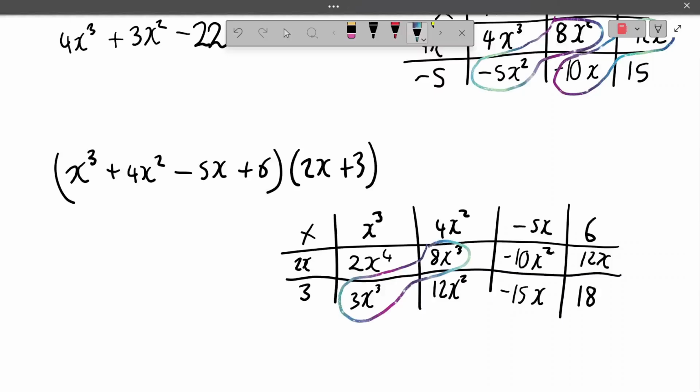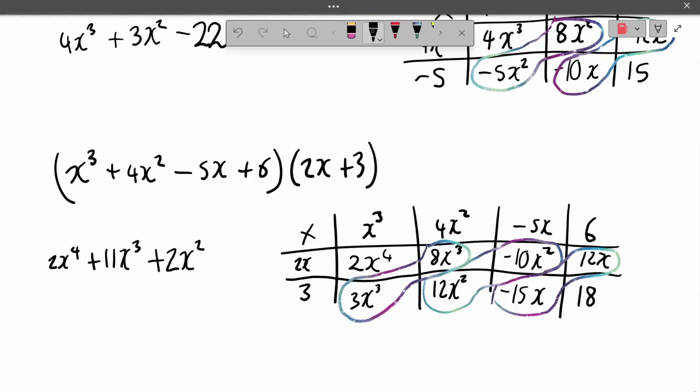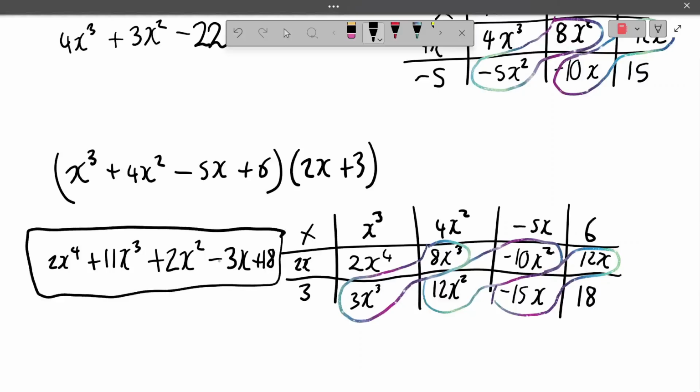We then have our nice little loops of pairs of the same power of x, so in terms of x squared, x cubed, and so on. They line up, so you can add them up. So we get 2x to the power of 4, 8x cubed plus 3x cubed is 11x cubed. Then you have 12x squared minus 10x squared is plus 2x squared. 12x minus 15x is minus 3x, and then you have plus 18. So that here is our answer, or that first bit multiplied out.